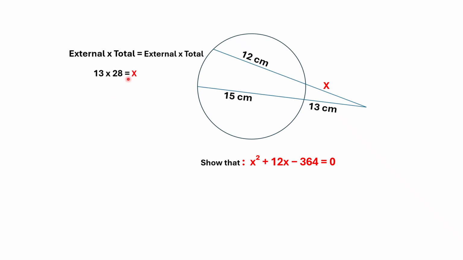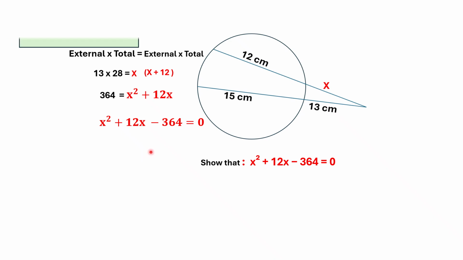So 13 times 28 is equal to x times x plus 12. Now, expand. We don't need this x sign, the multiplication sign. Let's drop it. So we expand this by doing x times x is x squared, x times 12 is 12x. So 13 times 28 is 364, which is equal to x squared plus 12x. Now to prove this, we'll just do minus 364 on both sides. So you will have x squared plus 12x minus 364 equals 0. And that's what we were asked to prove.